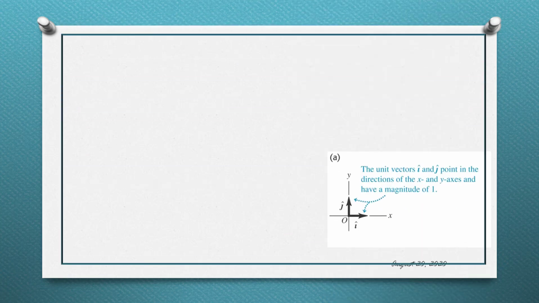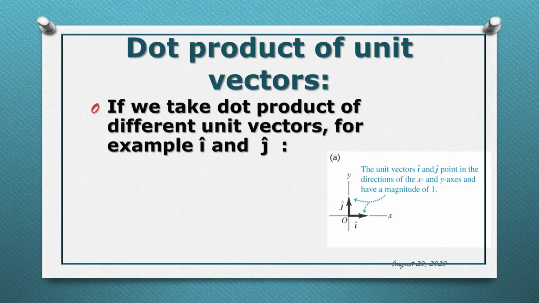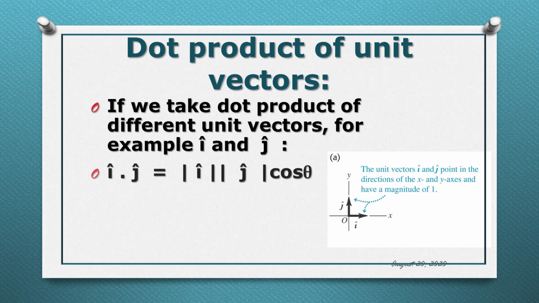Now what if we are going to find the dot product of different unit vectors? For example, i hat and j hat. If you are going to find the dot product of i hat and j hat, then what will be the result? Check this out. If we have i hat dot j hat, we will have magnitude of i hat multiplied by magnitude of j hat into cos of theta between them. You can see that the angle between i hat and j hat is 90 degrees because the x-axis and y-axis have an angle of 90 degrees between them.